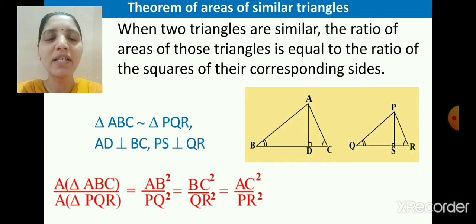That means area of triangle ABC upon area of triangle PQR is equal to AB square upon PQ square, that is equal to BC square upon QR square is equal to AC square upon PR square. So this is called as theorem of areas of similar triangles.